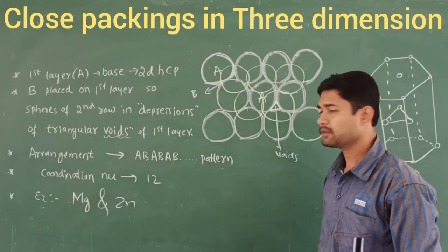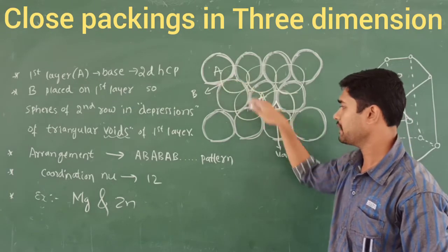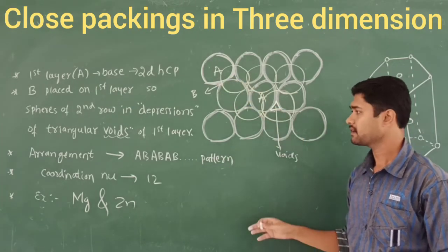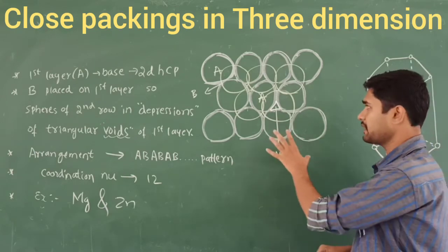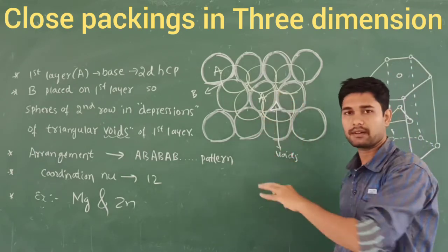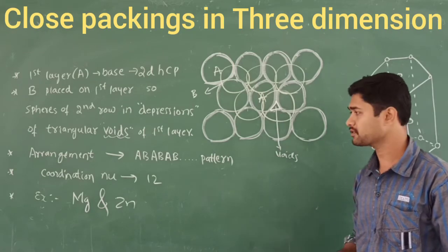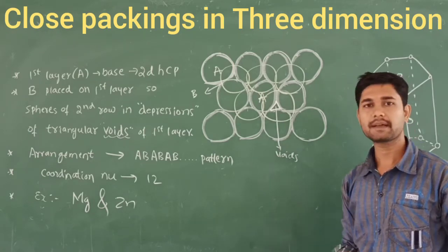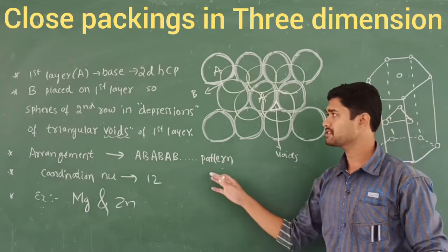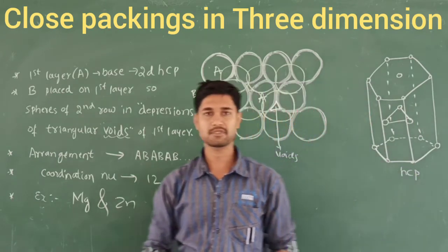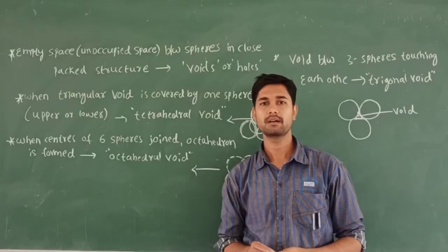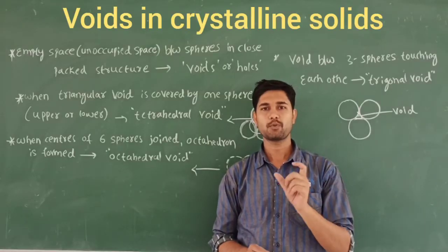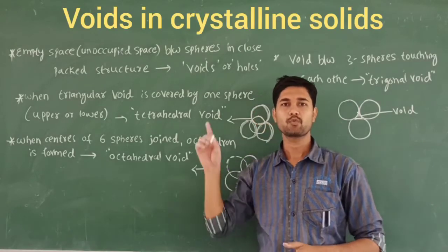And this arrangement we are going to call the AB arrangement pattern. Yes, and its coordination number will be 12. This is a 3-dimension structure, right? We are not going to count the spheres here. It is not possible also. And examples given are magnesium and zinc. So this is the close packing in the 3-dimension which is going to be formed by the 2-dimension of the HCP.